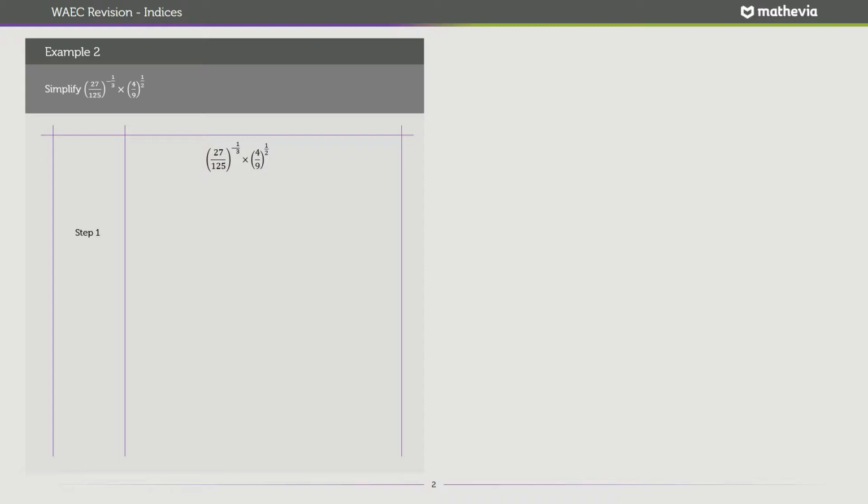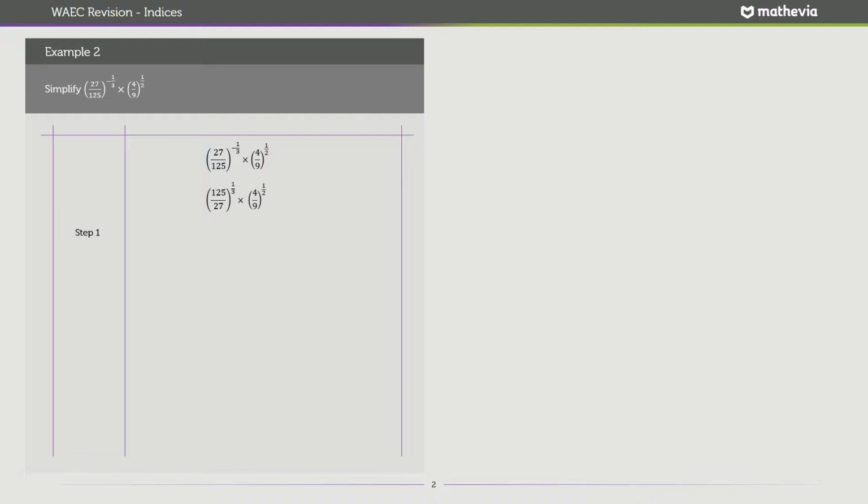Interesting. Now, the first thing we're going to work with is that negative. We're going to get rid of that negative sign. What we have is 1 over 27 over 125 raised to the power of 1 over 3. And when you have 1 over a fraction, you basically just flip the fraction. So what you have is 125 over 27 to the power of 1 over 3 times 4 over 9 to the power of 1 over 2.